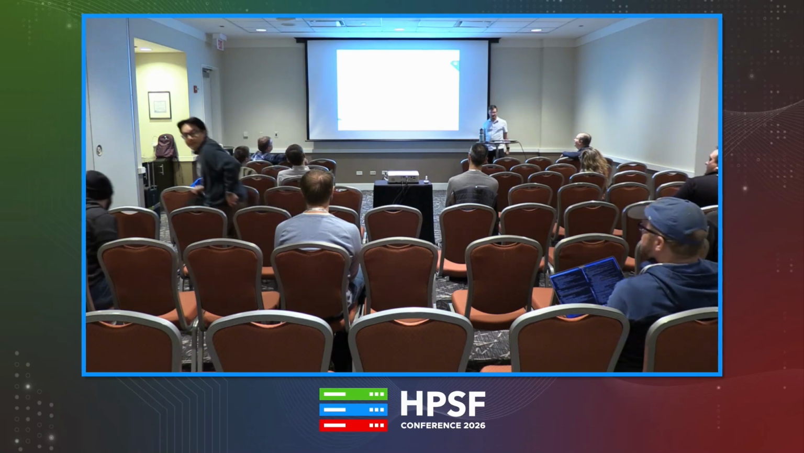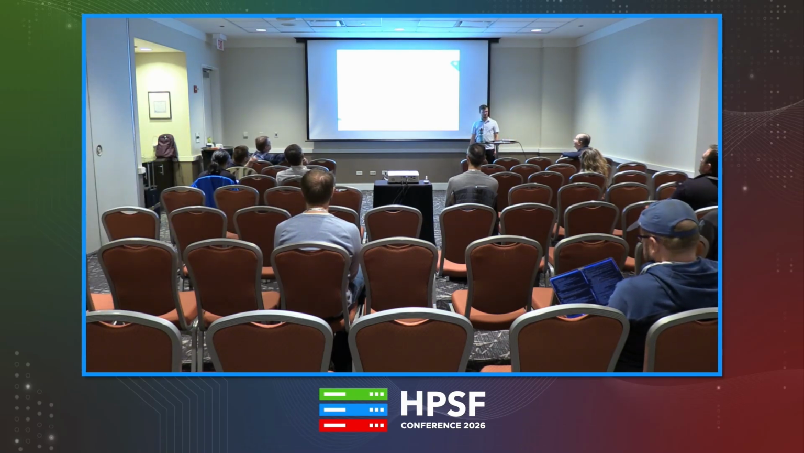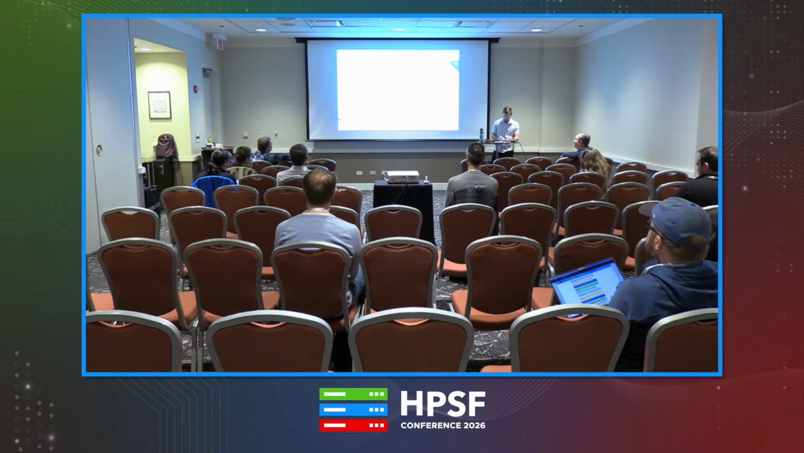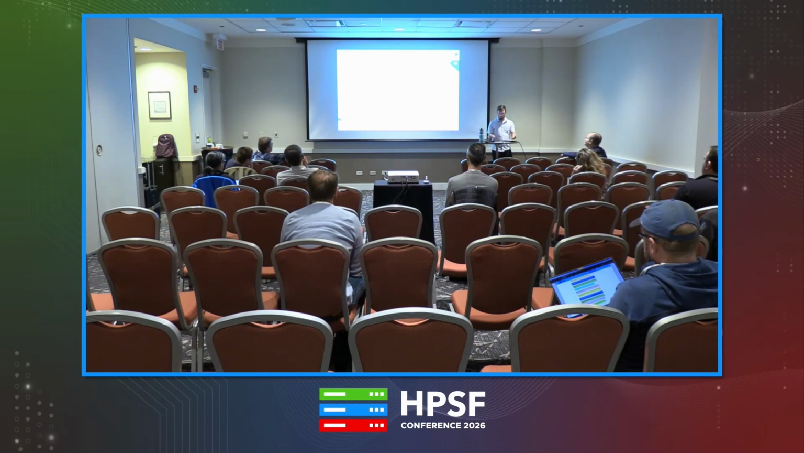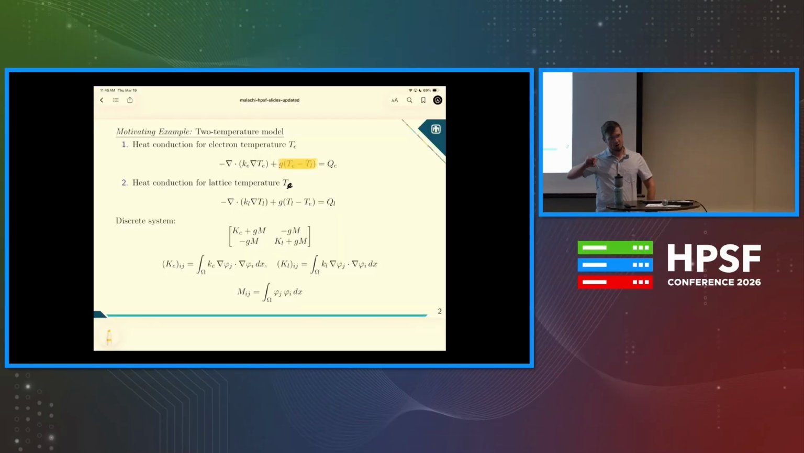So as a motivating example, let's jump right in. Let's look at a sort of two-temperature PDE model where you've got a heat conduction equation for this electron temperature, T sub E. And you also have a heat conduction equation for a lattice temperature, T sub L. At initial glance, these basically just look like two Poisson equations. But they're coupled through this temperature difference term where there's this parameter G. And if a user takes G and cranks it up, then those two become really tightly coupled.